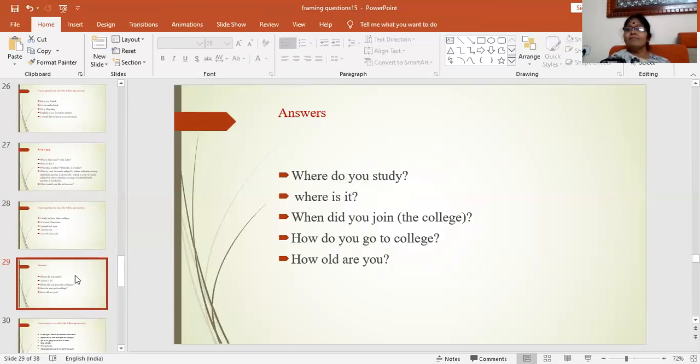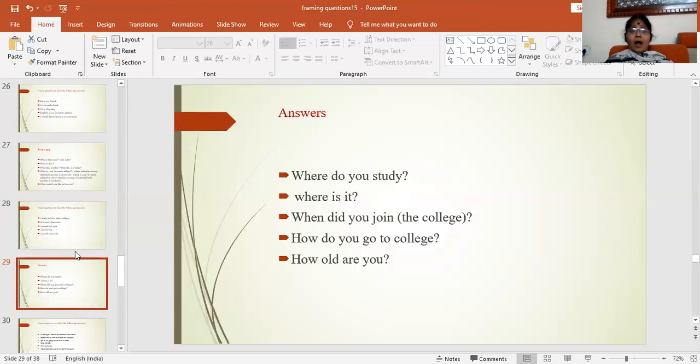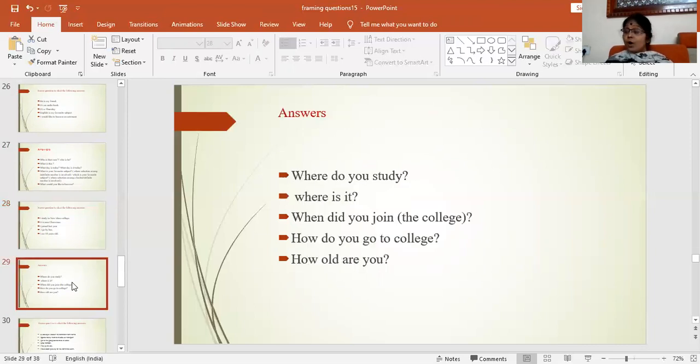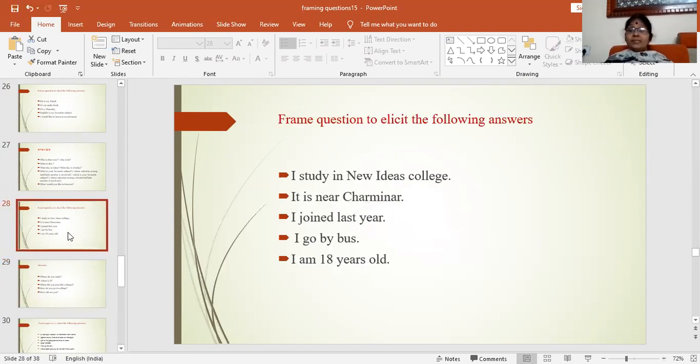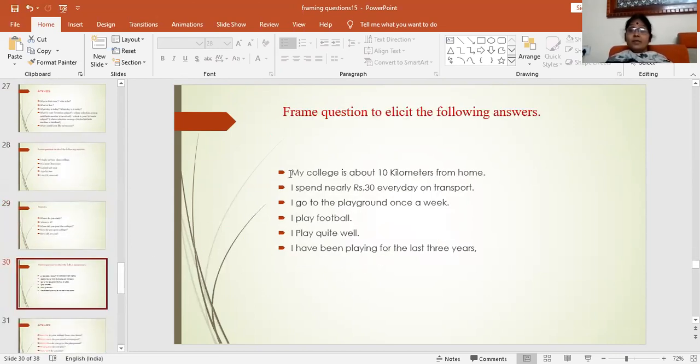When both of us know what we are speaking about, then we don't need to put the word college over there. Then the answer was, I go by bus. So what could have been the question? How do you go to college? Then the answer was, I'm 18 years old. The question is, how old are you?